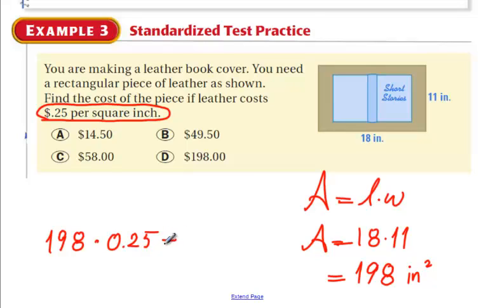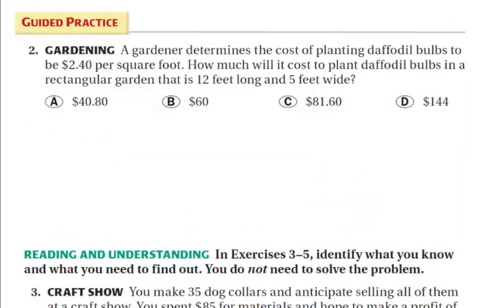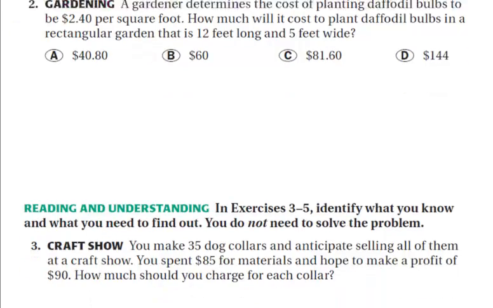So when we multiply it, it is going to be equal to 49.50. So $49.50 is our answer. So today we complete our lesson, and as we usually have, we have guided practice questions.